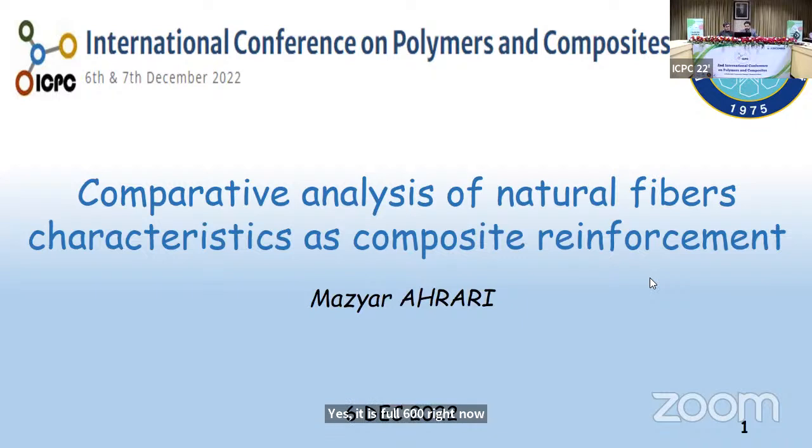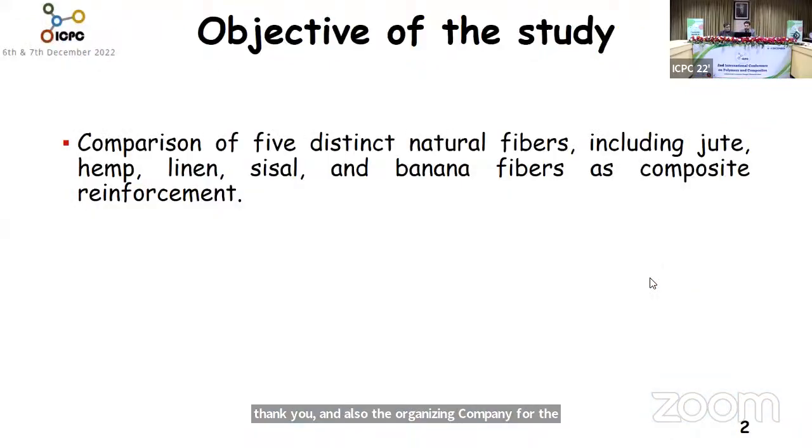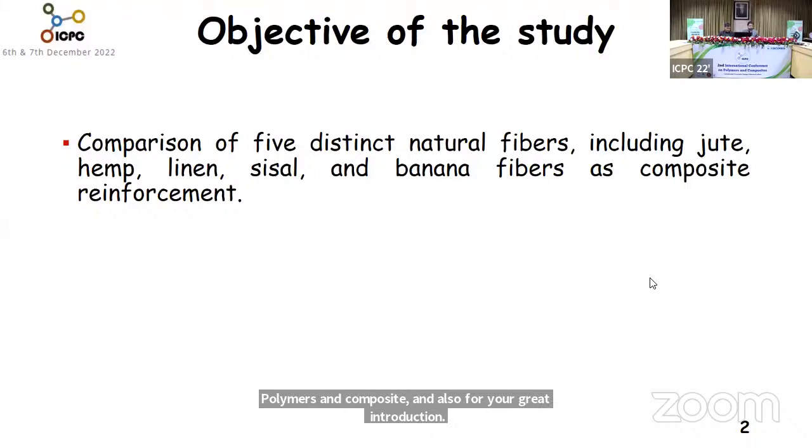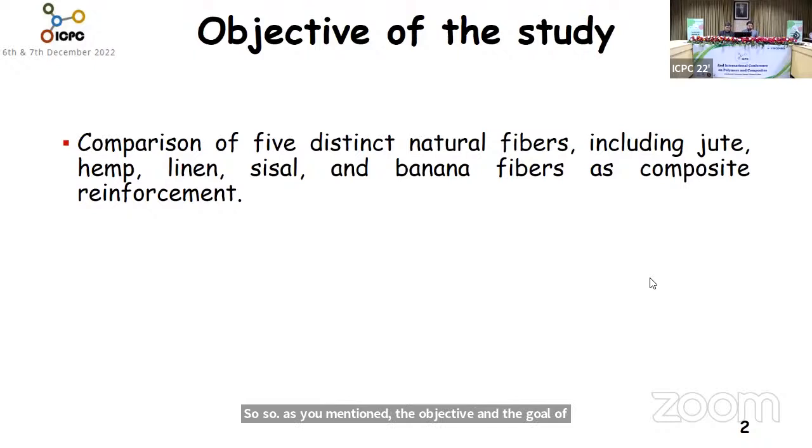Meanwhile, I would like to thank you and also the organizing committee for the great second international conference on polymers and composites, and also for your great introduction. So, as you mentioned, the objective and goal of this study was to compare 5 distinct natural fibers, which include jute, hemp, linen, sisal, and banana fibers, as they are recently being investigated as composite reinforcement even more than before.